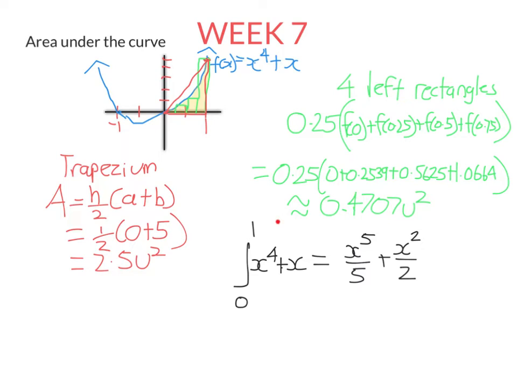What I do to get the answer for this is evaluate it between 0 and 1. I evaluate the antiderivative at this point, evaluate the antiderivative at that point, and then subtract them. Substituting x equals 1 into this expression here, I just get 1/5 plus a half. And substituting in 0 to this, I would get 0. So I have when x equals 1 minus when x equals 0, and x equals 0 just makes the whole thing equal 0.